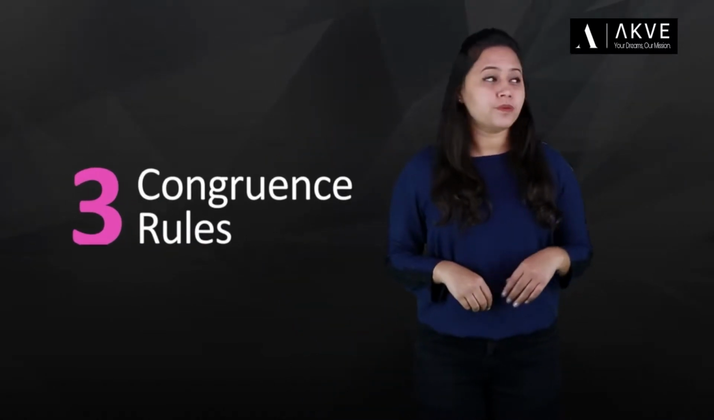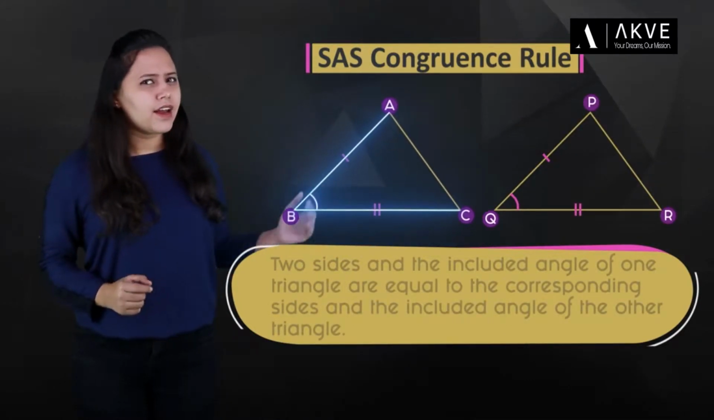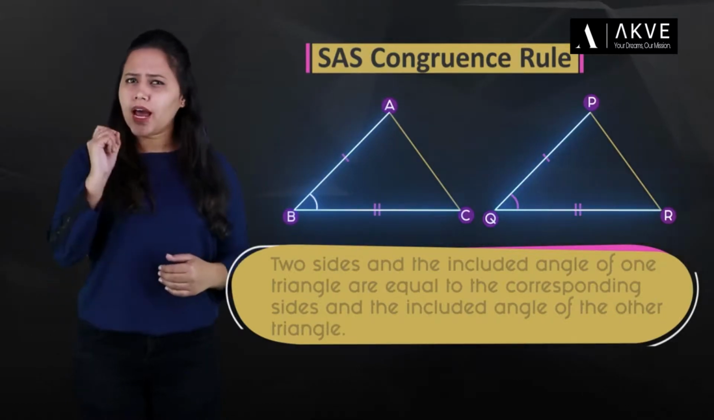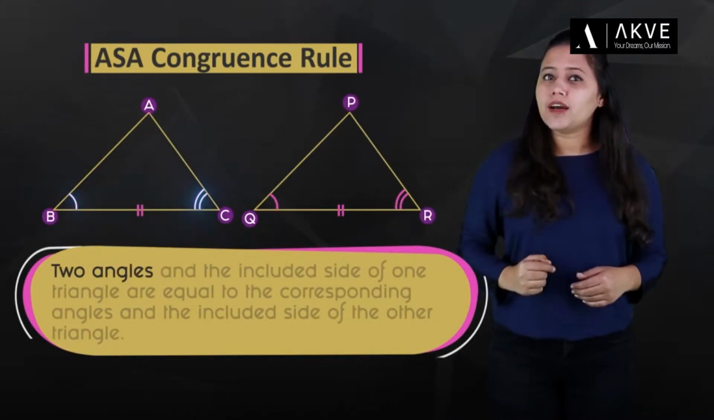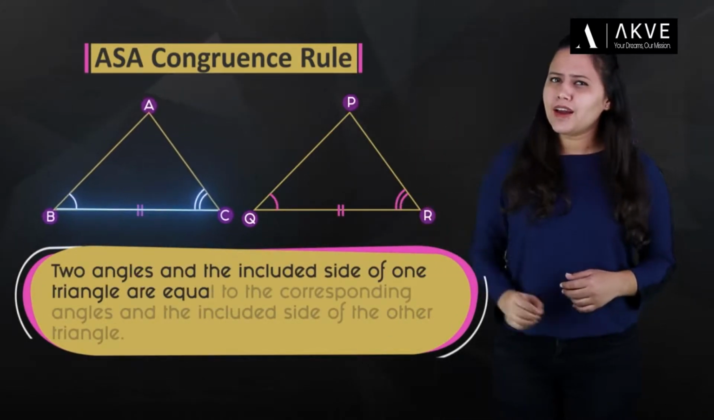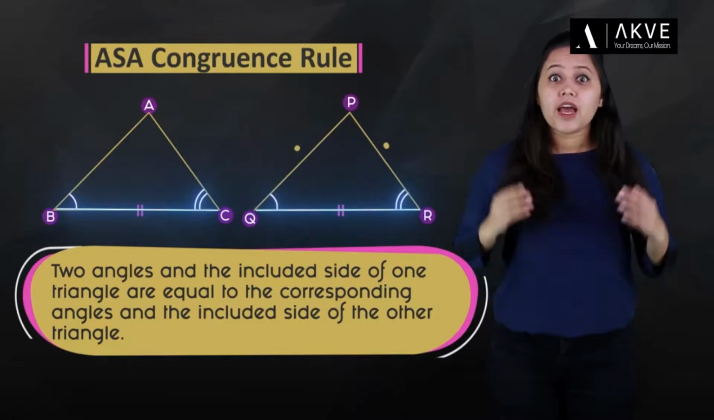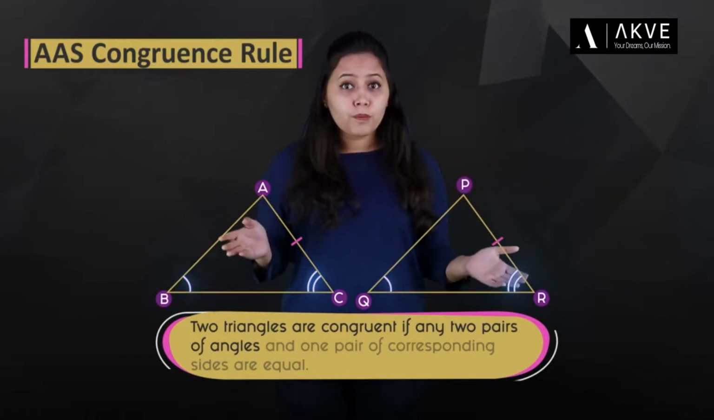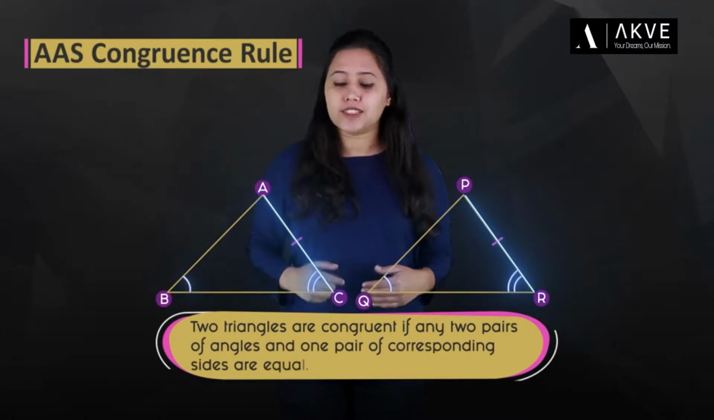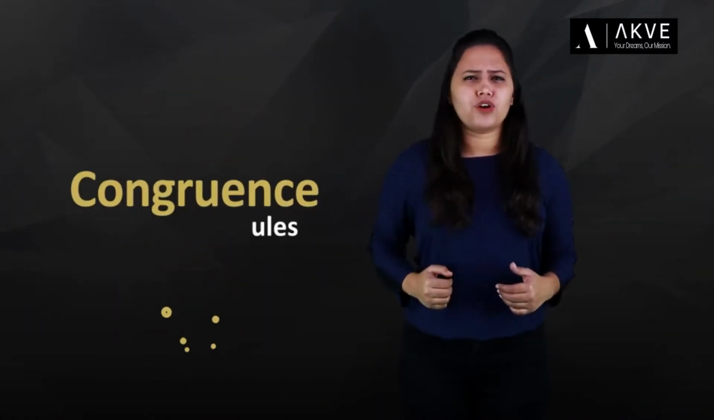Hey guys, so far we have learnt about 3 congruence rules. SAS, in which two sides and the included angle of one triangle are equal to the corresponding sides and the included angle of the other triangle. ASA, in which two angles and the included side of one triangle are equal to the corresponding angles and the included side of the other triangle. And lastly, AAS, in which two triangles are congruent if any two pairs of angles and one pair of corresponding sides are equal. Now let us solve some problems based on these congruence rules.